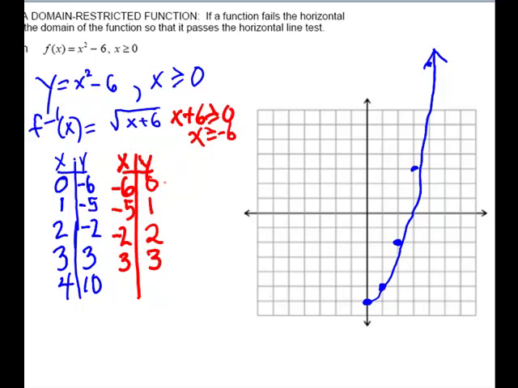Right, and now let's graph those. So -6, 0, 1, 2, 3, 4, 5, 6. -5, 1. -2, 2. 3, 3. This point they have in common. Right, and so it looks like that. They do flip over the line y equals x, which would be right through here.